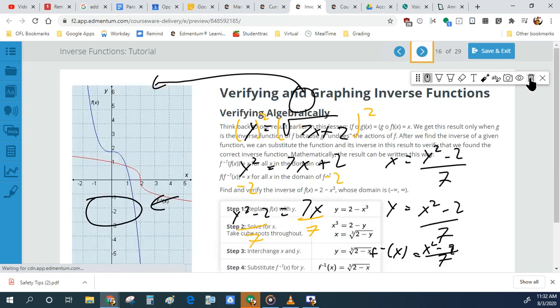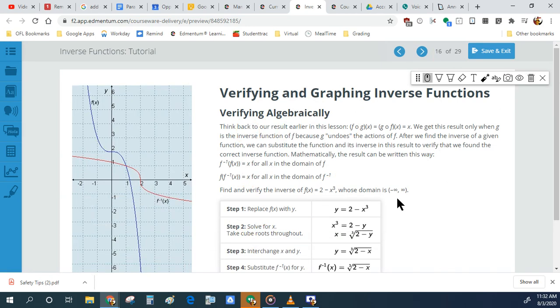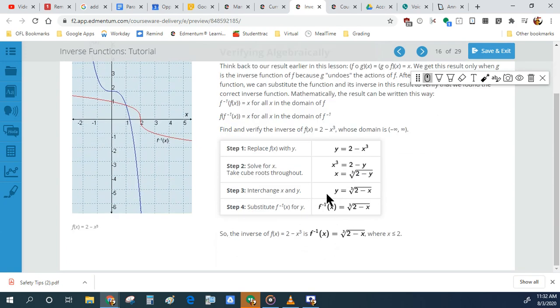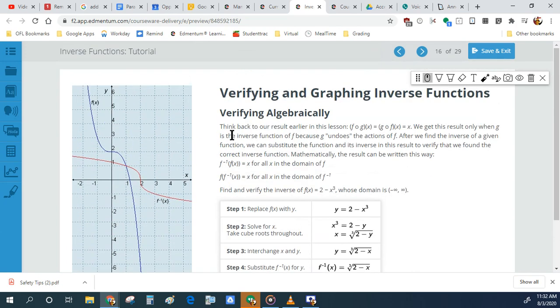All right, so let's move on to verifying and graphing inverse functions. Again, they're showing us the 4 steps. The verification is, again, this line that I keep drawing is y equals x. And the reason for that is if y equals x, then x equals y, so it's its own inverse. Because it's its own inverse, anything that reflects here will reflect over here. So here you see 0, 2. That means it would be 2, 0.